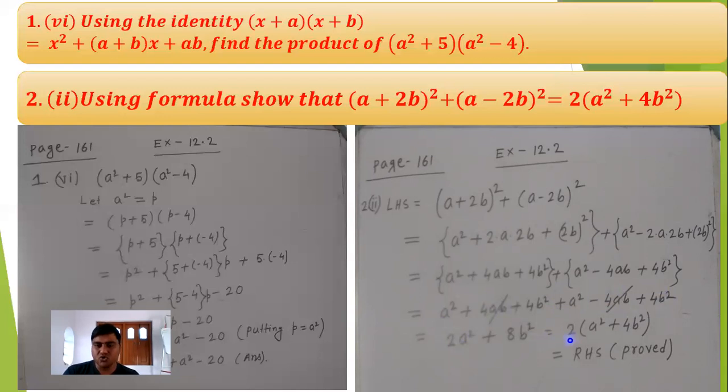And now we take 2 common, 2 into a square plus 4b square. This is the right hand side. This equals the right hand side. Proved.